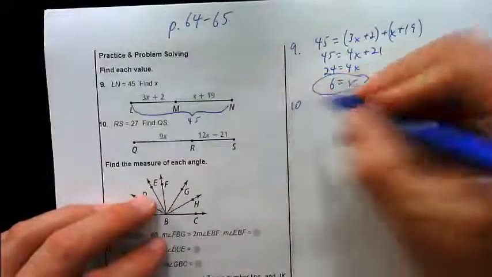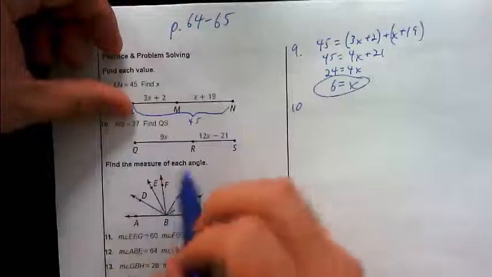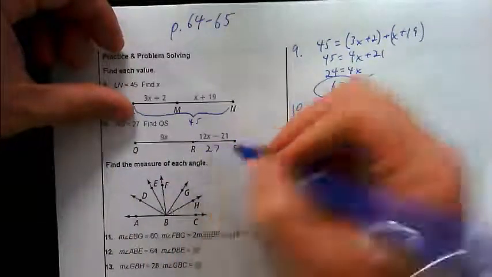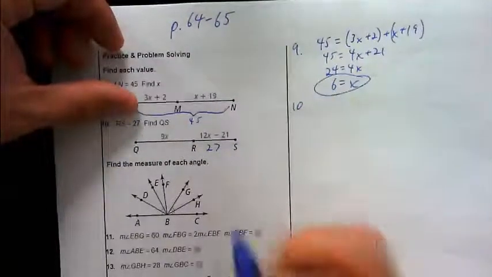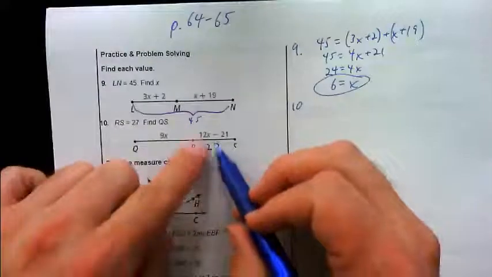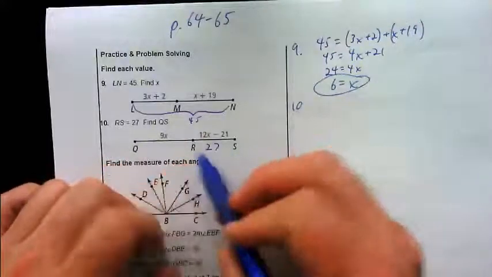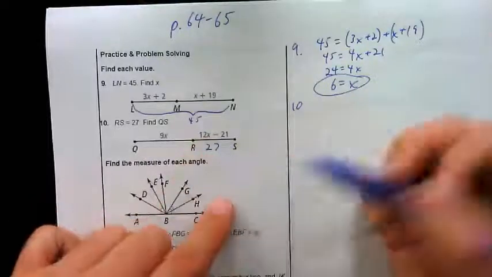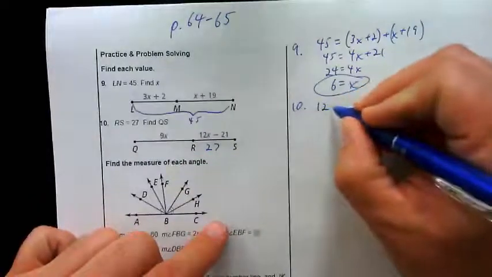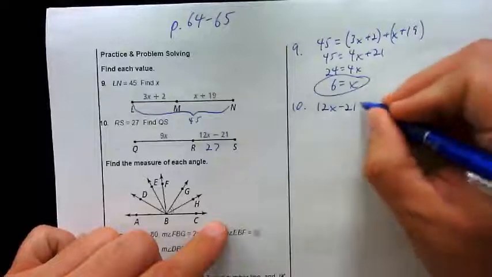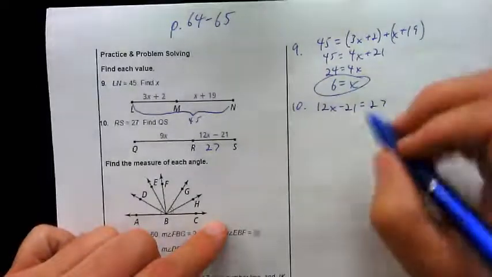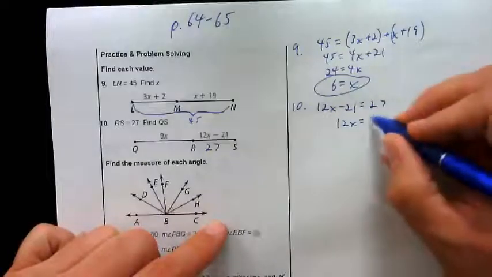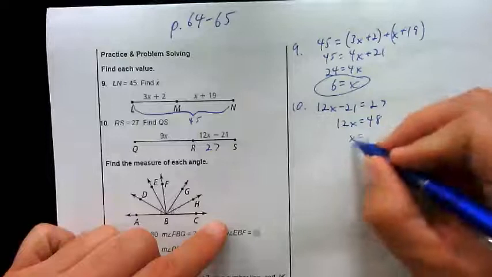Then for number 10, so they told us RS is 27. They want us to find SQ. Well, we already have two things that we can set equal here. They only gave us this length. They didn't give us the whole length this time. So if this is 27, we know that this should also be equal to 27. So 12x minus 21 equals 27. Solve, so add 21 to the other side. That'd be 48. Divide by 12, x is 4.